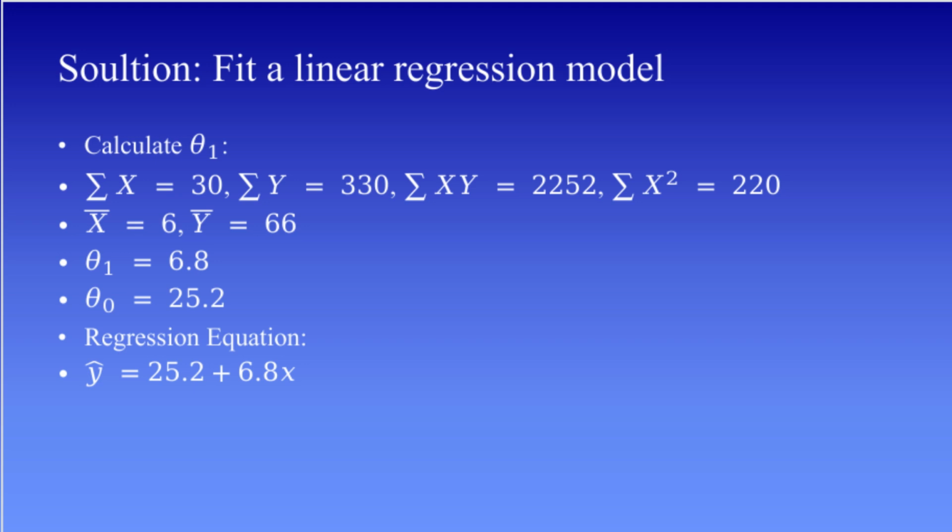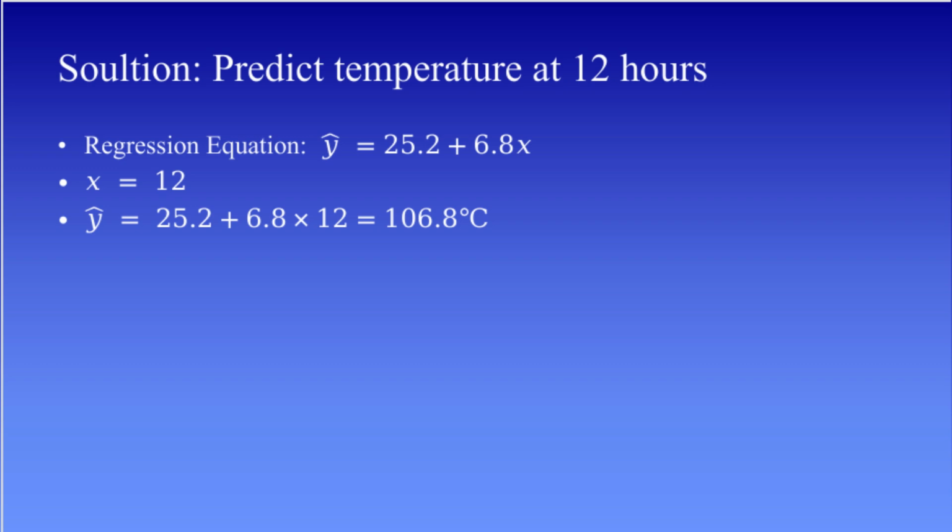For that, we need to calculate the value of theta 0 and theta 1 using the mathematical formula. Once we have fitted the model, we need to predict temperature at 12 hours. This means that we need to predict the value of y when x equals 12 using the model.